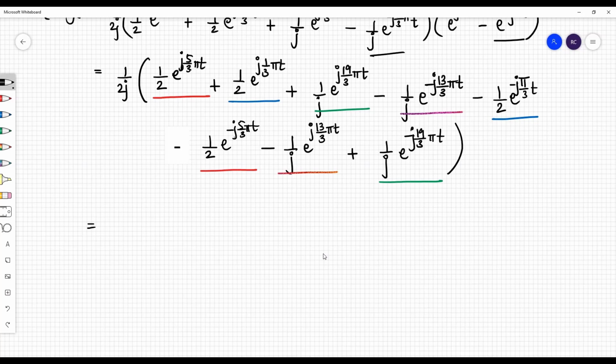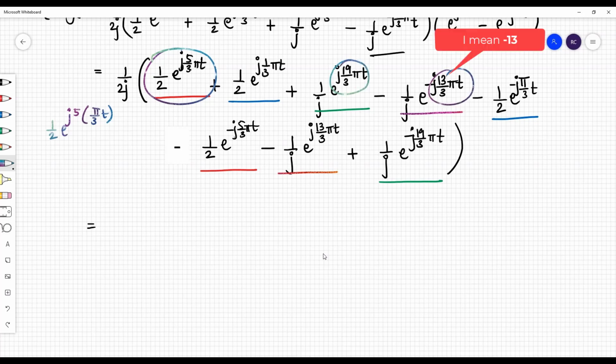So the first one, this term, is like saying 1 by 2 e to the power j 5 times pi by 3t, right? This one is 1 times pi by 3t. This is 19 times pi by 3t. This is 13 times pi by 3t, and so on. So you notice that each of these is a complex exponential, which is a periodic signal by default, right? By definition, it's a periodic signal. It's a complex exponential of one frequency.